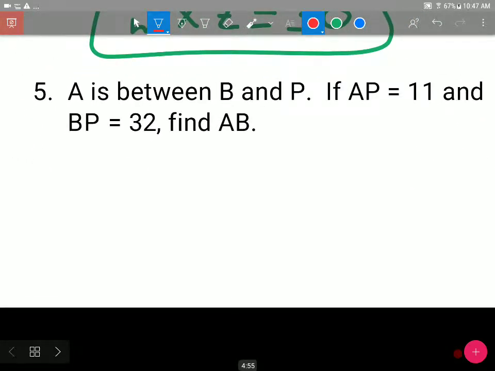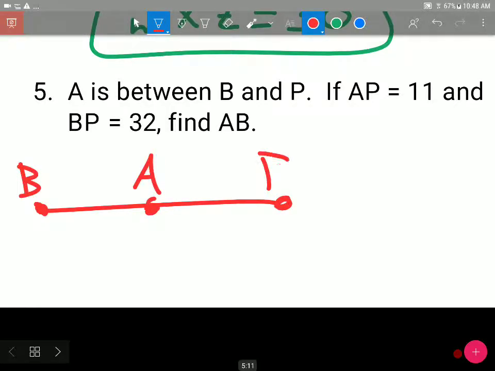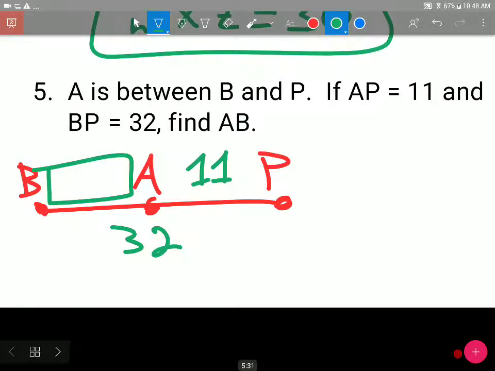All right, the best thing to do with these is just to go ahead and draw a picture. The less you actually do in your head, the more you have to burn on things that are harder. So if A is between B and P, let's put A between B and P. Cool. And it says AP is 11, so this one's 11. And BP is 32. Is that this small section over here, or is that the larger section? Larger. That's the larger, so the whole thing is 32. All right, and it says find AB. So take 10 or 15 seconds, find AB.